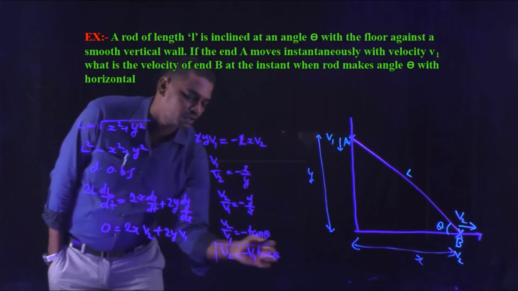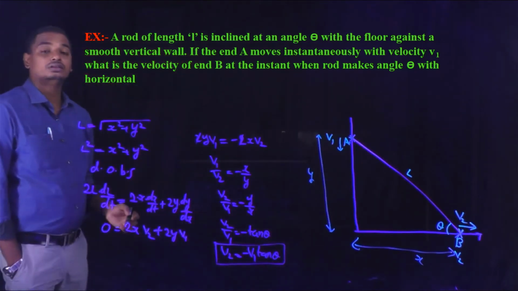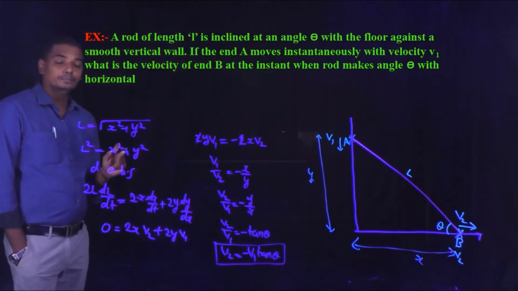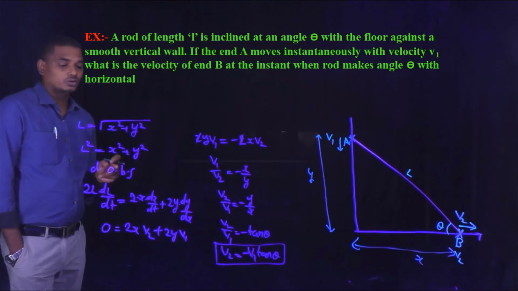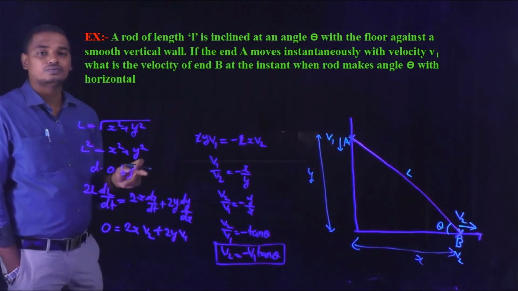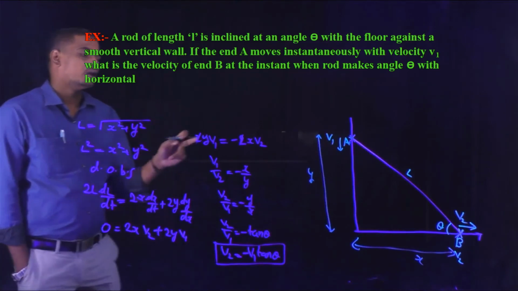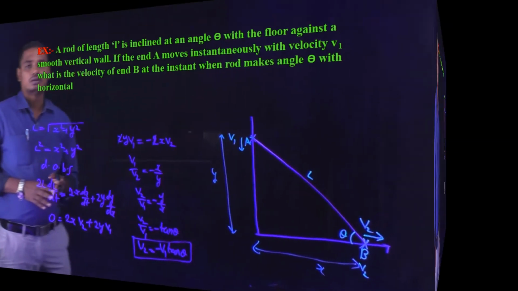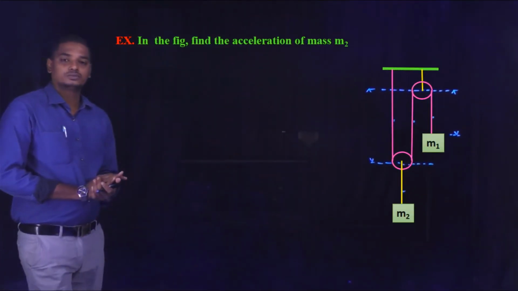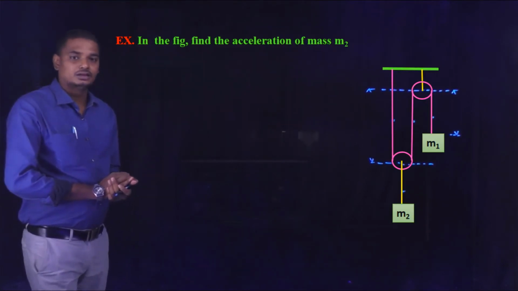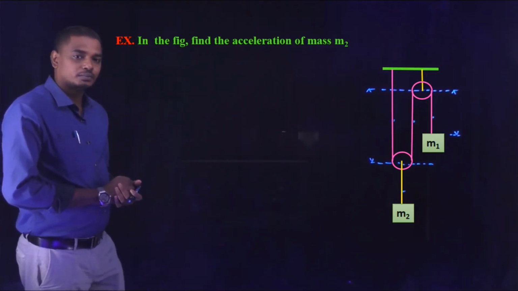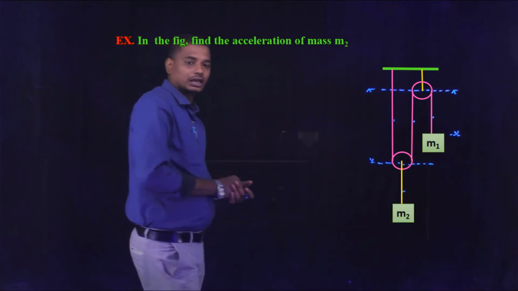So the velocity of the end A is dependent on the velocity of the end B. So v2 is equal to minus v1 tan theta is the relation between the velocities of both ends of the rod. Okay students, now let us move on to the next problem, that is, find the acceleration of the block of mass m2 as shown in the figure.